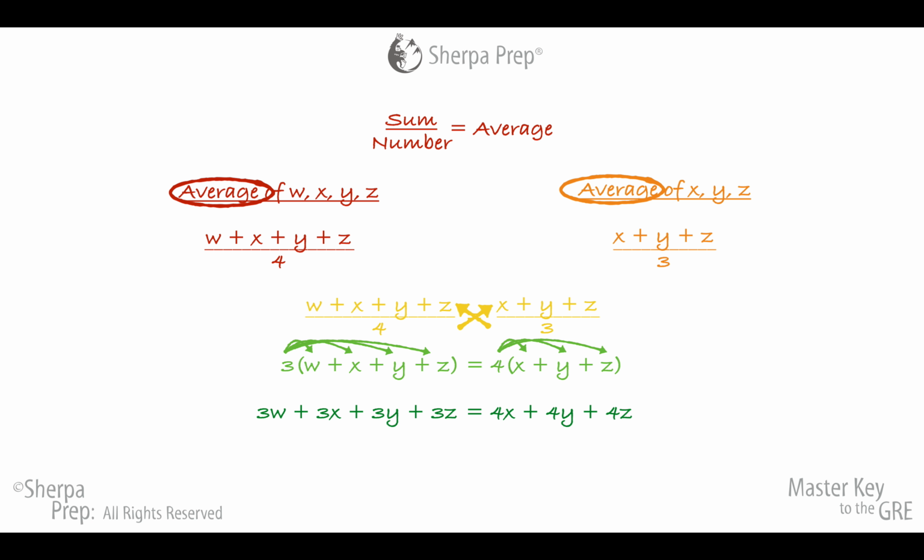Now, if you're still not sure where to go from here, hint. Think about combining your like terms. Combining your like terms will always lead to something simpler. For example, here, notice that we have x's and y's and z's on both sides of this equation. Let's subtract 3x and 3y and 3z from both sides of the equation. And if we do, we get 3w equals x plus y plus z.